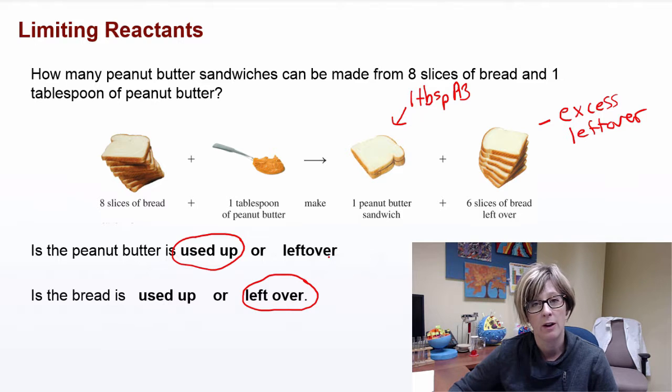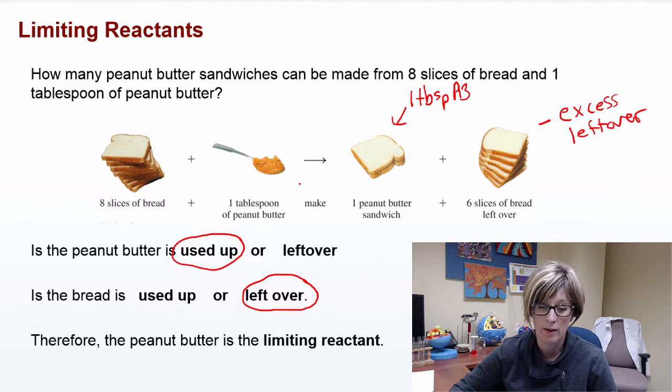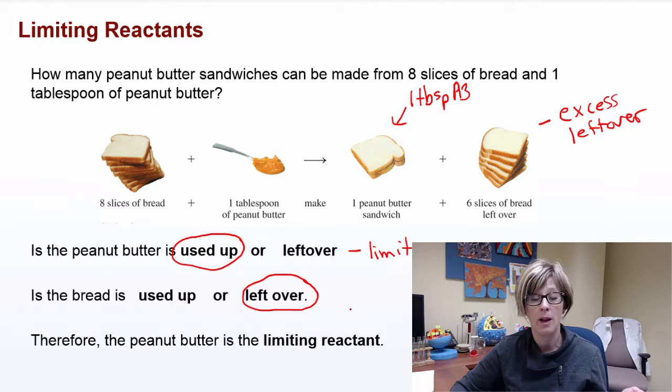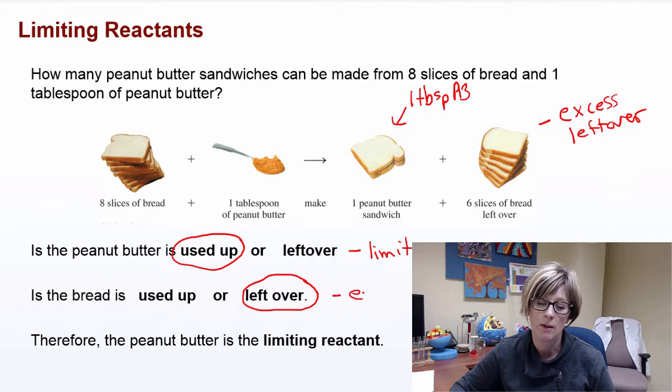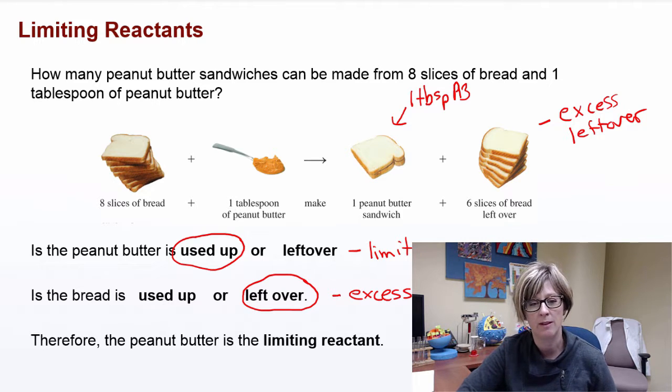So then how do we know which one is the limiting reactant? Well, remember the limiting reactant is going to be the one that's used up. So if it's used up, it's limiting, and that limits how many peanut butter sandwiches we can make. And then if it's left over, that's in excess. Right, so that's the concept of limiting reactant in a peanut butter sandwich model.